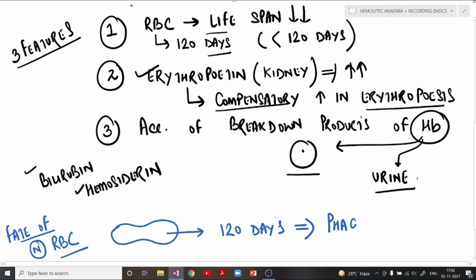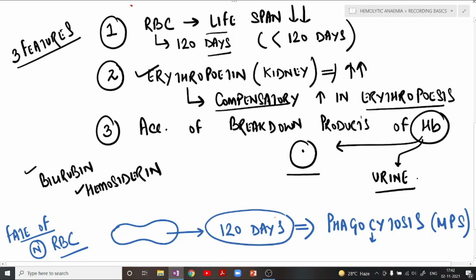Okay, it undergoes phagocytosis, and this phagocytosis occurs in the mononuclear phagocyte system. So normally the RBCs are going to get phagocytosed after they have lived their normal lifespan in the mononuclear phagocyte system. So you must be thinking, sir, what is this MPS? This is nothing but the spleen, bone marrow and the liver.